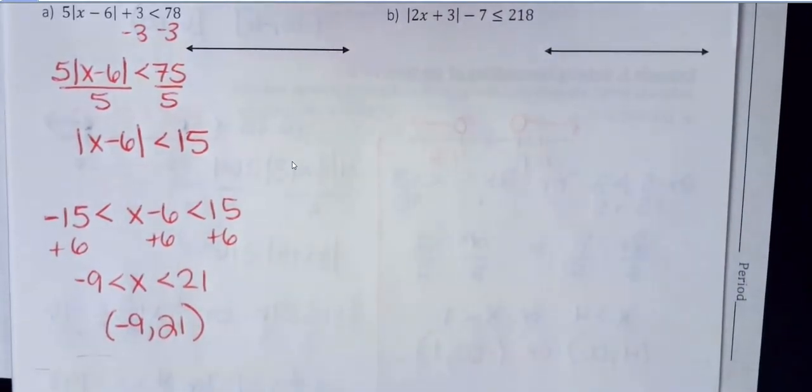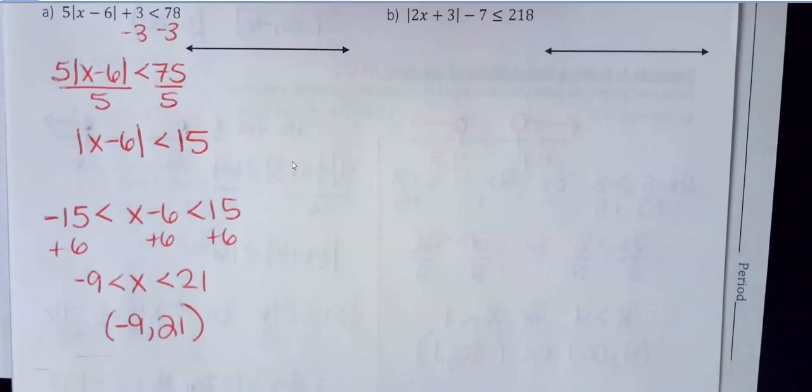If you're writing a compound inequality properly, the smaller number is on the left, the larger number is on the right, and the little small part of the arrow always points to the left. It's saying that x is bigger than negative 9 but less than 21.